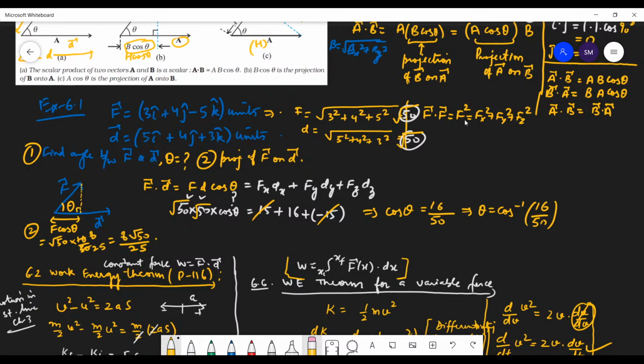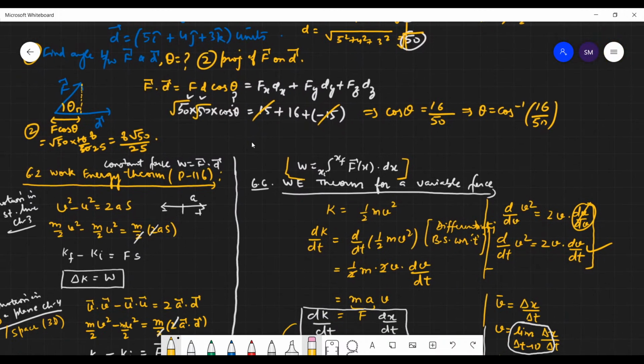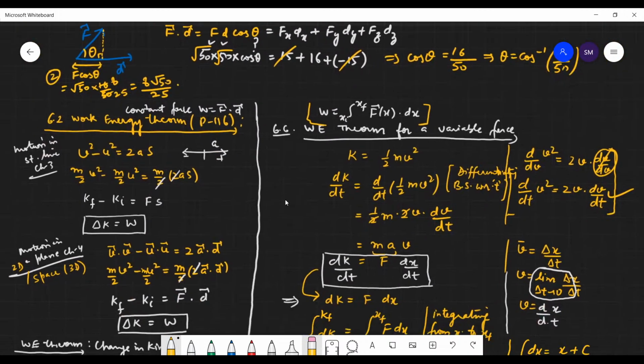So F is equal to under the root Fx square plus Fy square plus Fz square, and similarly the displacement d is equal to under the root dx square plus dy square plus dz square. So now for the next topic, we did the work energy theorem.